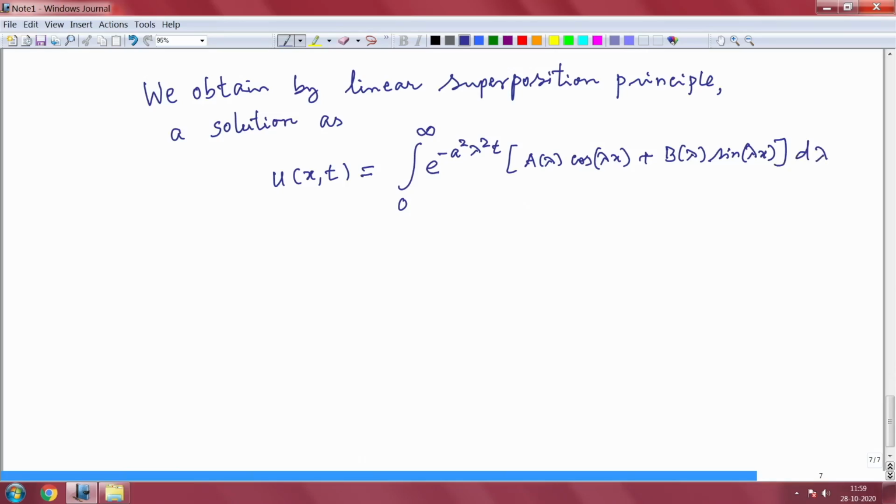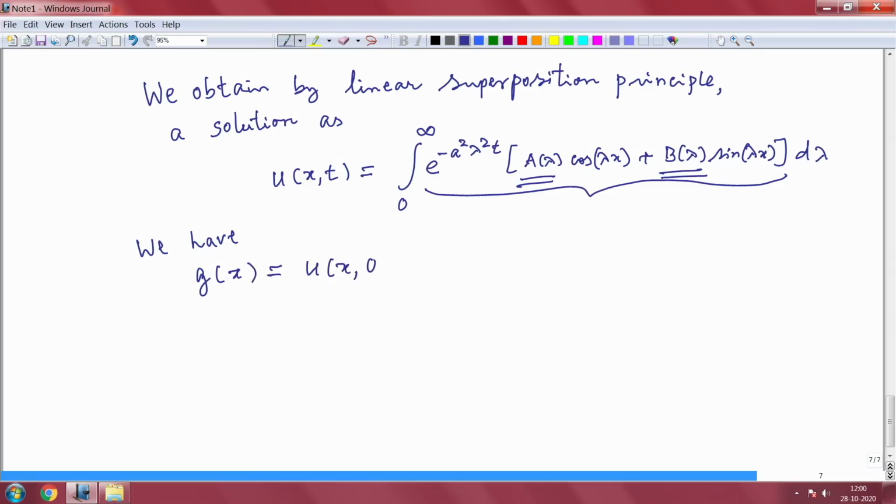So, in the beginning I said that these arguments are not rigorous, because we do not know whether this integral is finite or not, but for the time being assume that they all make sense and formally differentiate under the integral sign. Since these integrands satisfy the heat equation, we just say that u also satisfies the heat equation. But this a lambda and b lambda are still to be determined, and that is where we use the initial condition. So, we have g of x equal to u of x, 0. So, this is the initial condition, and formally substitute t equal to 0 in the integrand.